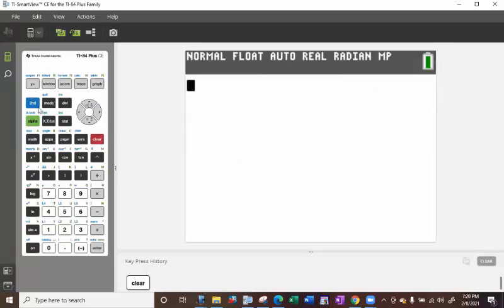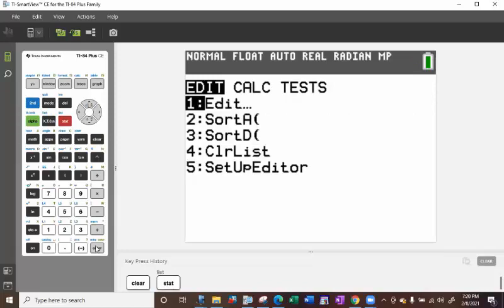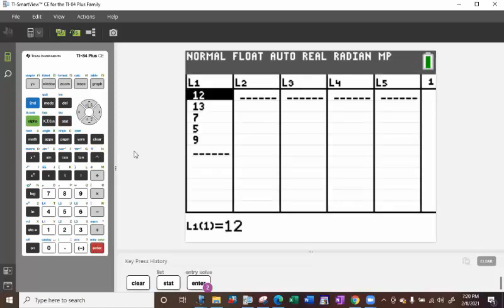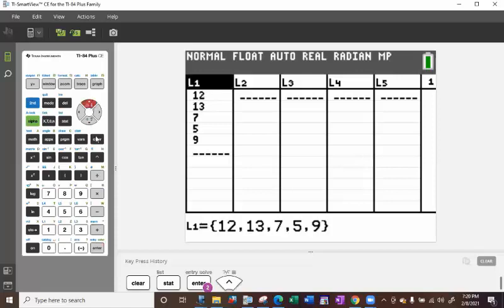So I'm going to go stat, edit. Now I could clear that list, or since I know I'm going to be putting in more numbers than are already there, I can just type over it. But to clear it, you go up here to the top and hit clear.